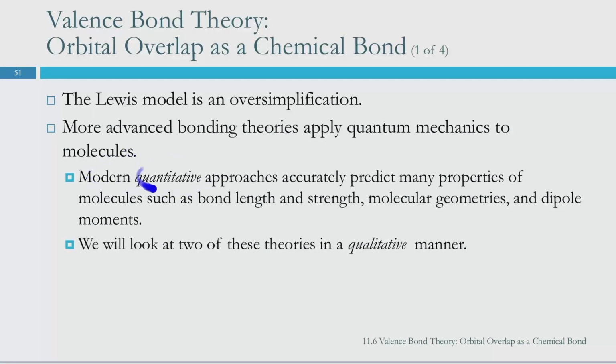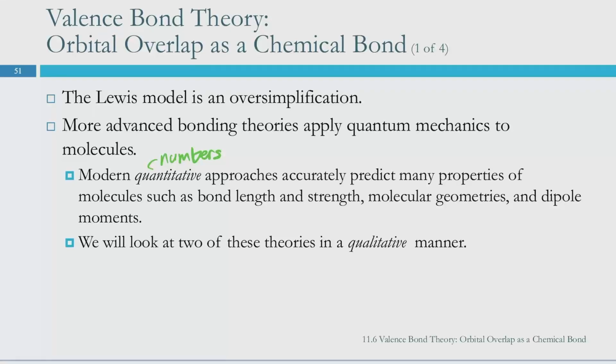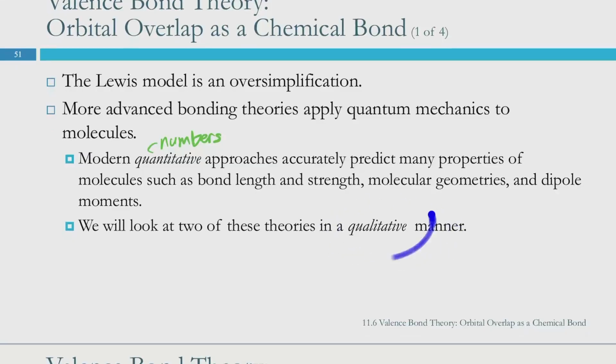Modern quantitative approaches, with numbers. Quantitative means there's numbers and measurements involved. Modern quantitative approaches can predict a lot of properties, but they're very, very complicated. We're not going to be doing any of those, so we're not going to invoke too much in terms of numbers. We're going to look at some of the theories in a qualitative manner. No numbers or few numbers.